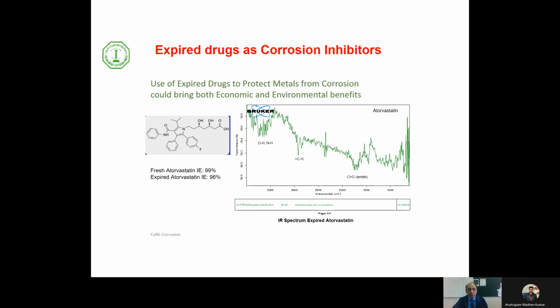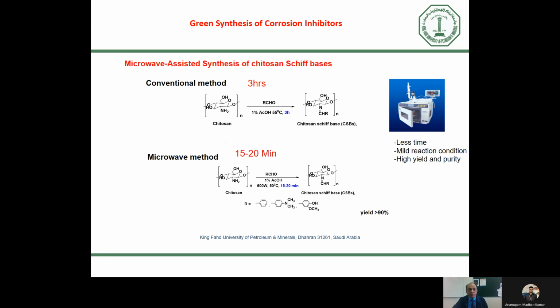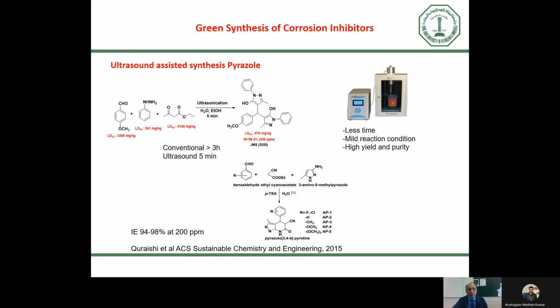Expired drugs are another drug type we have used as corrosion inhibitors. We can also use the microwave technique for synthesis of corrosion inhibitors. For example, we have synthesized this chitosan CIPS base. The conventional method takes 3 hours for synthesis, while the microwave requires only 15 to 20 minutes. Similarly, we can also make use of the ultrasound method for synthesis of inhibitors because this takes less time.